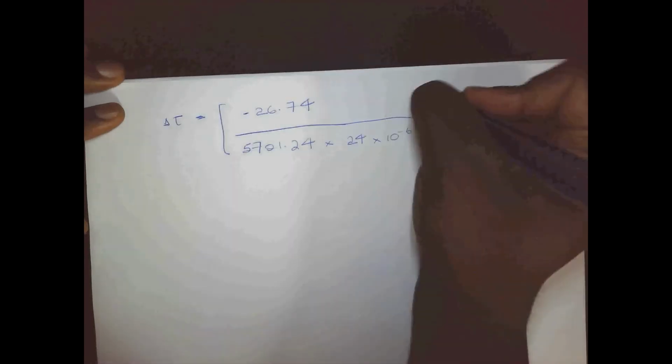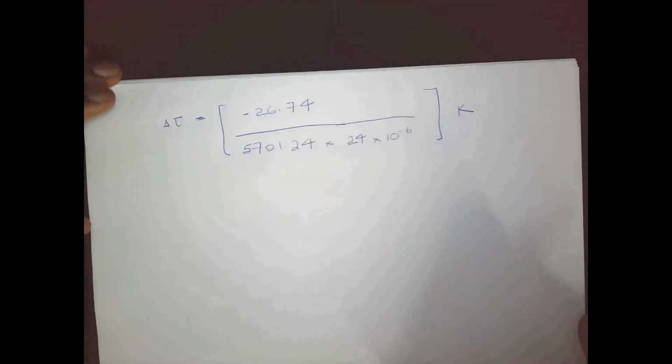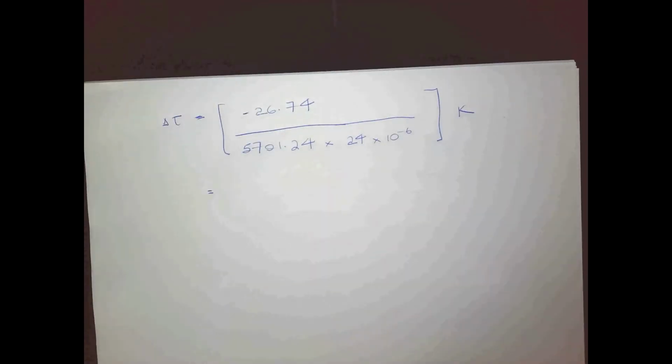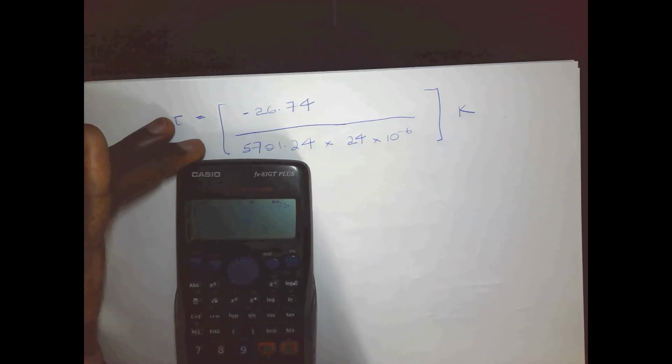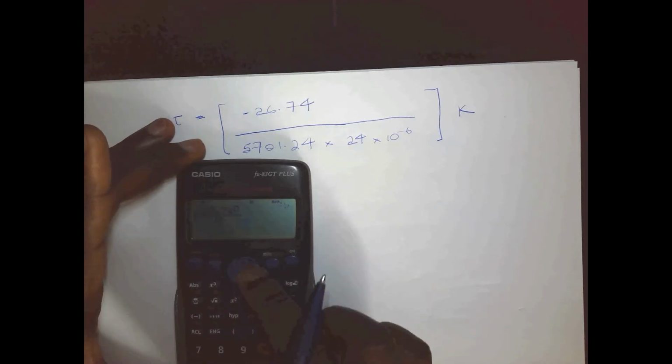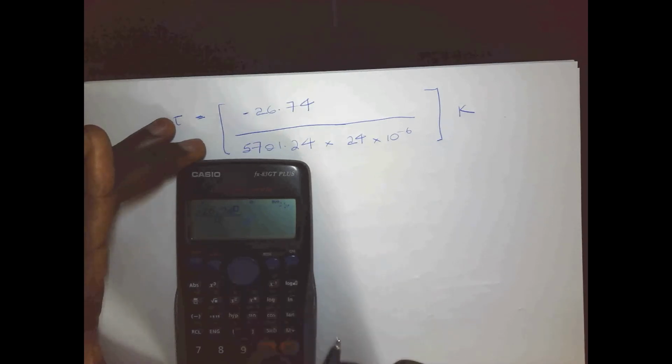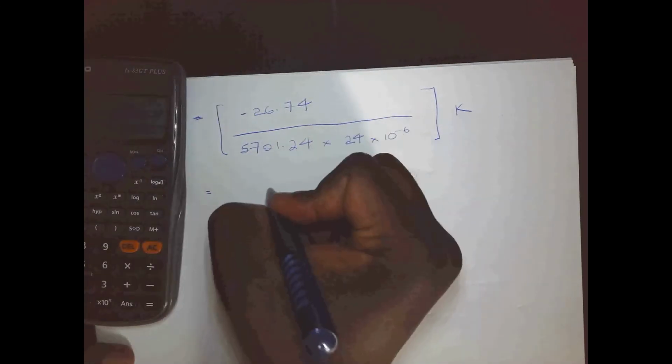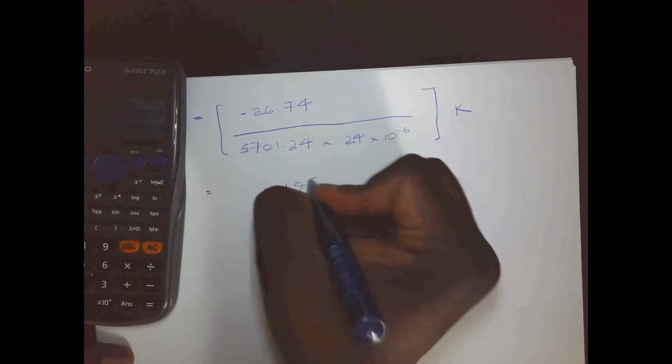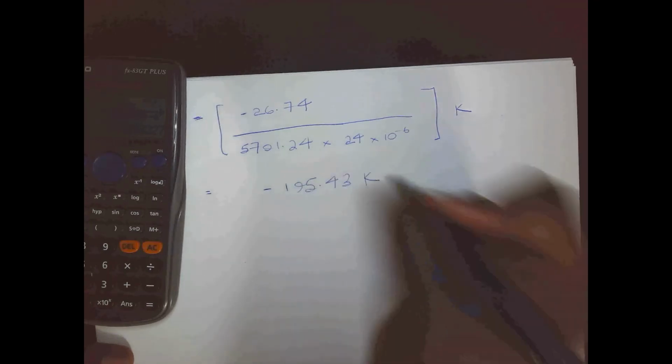Okay. And we want our units to be in Kelvin. Okay. So let's bring our handy calculator. So we've got minus, and use the fraction function. So we've got minus 26.474 over into bracket 5701.24 times 24 to the power minus 6. Okay, and that would be minus 195.43. Okay.